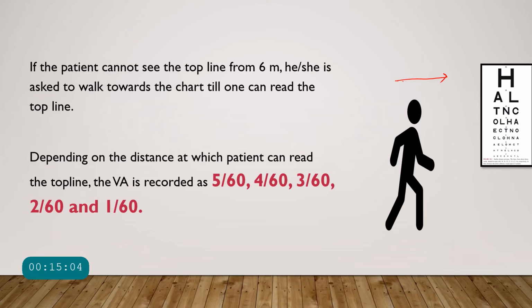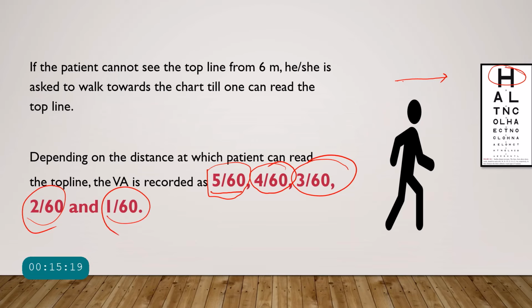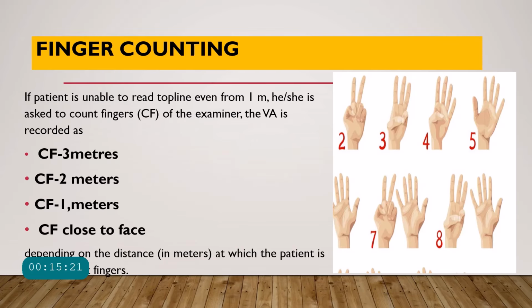As I told you, the numerator will tell you the distance from the chart. So if the patient is standing at 5 meters and is able to read the topmost line, then the visual acuity will be 5 by 60. If he's standing at 4 meters, it will be 4 by 60, at 3 meters, 3 by 60, 2 by 60, and 1 by 60. Now, what if the patient is not able to identify even at 1 by 60?